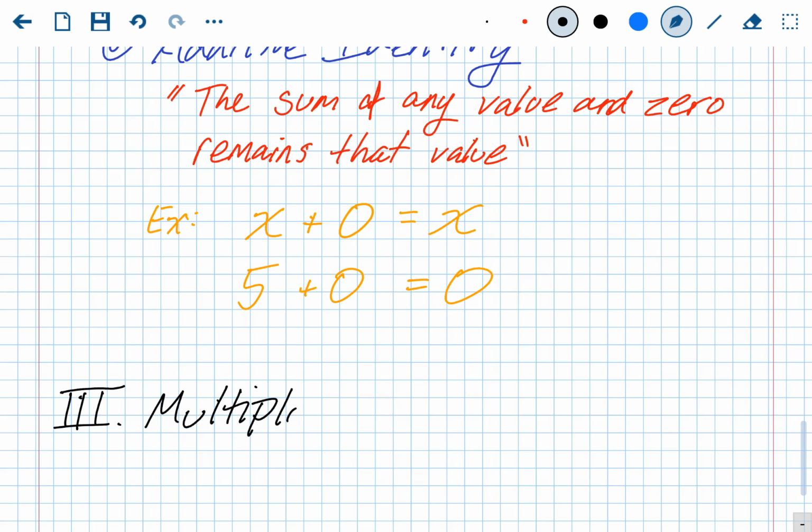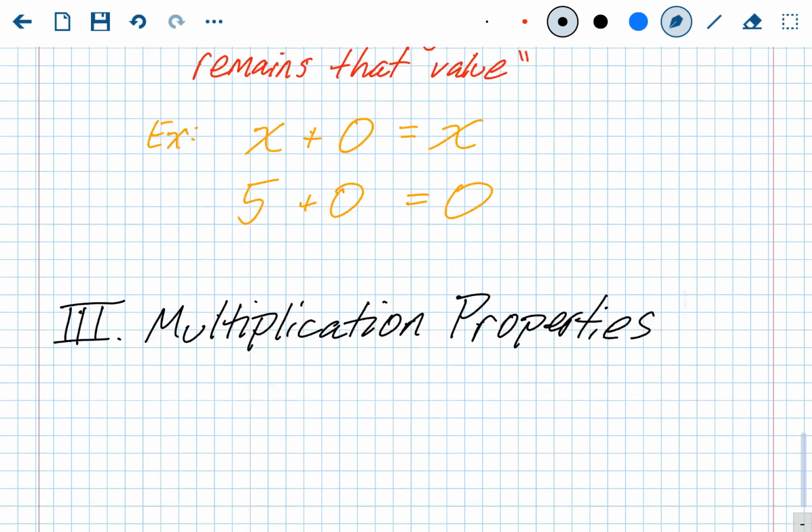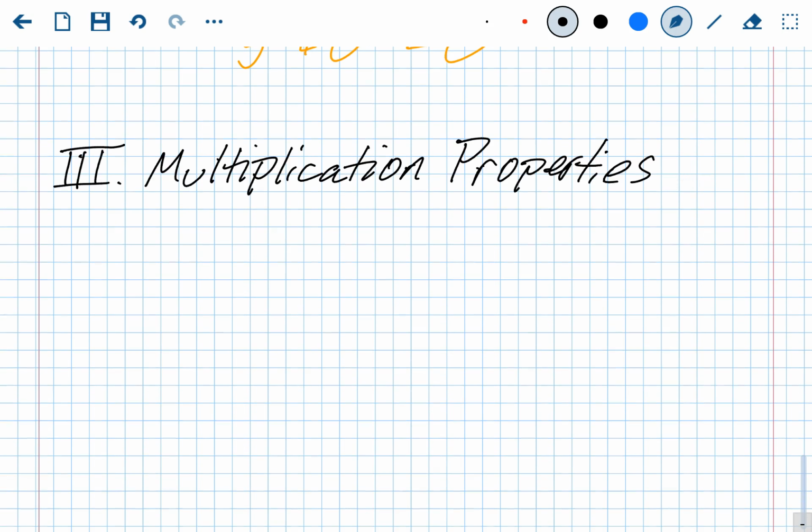And the third category, and the last category we're going to do right now, is properties of multiplication. There's 3. 2 of them are very similar to the additive properties. The first one being the multiplicative inverse property. We already had the additive inverse property, which said a number plus its opposite is 0. The multiplicative inverse isn't about 0.